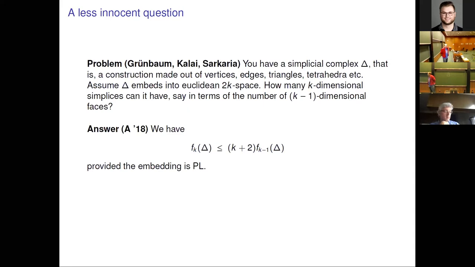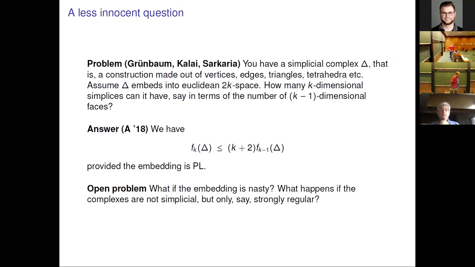Which, in particular for dimension 4, so k equals 2, is not something that is given. And of course, this leaves open, and we'll see later how this is proven, the case of topological embeddings. It also relies on this assumption that the complex is simplicial.